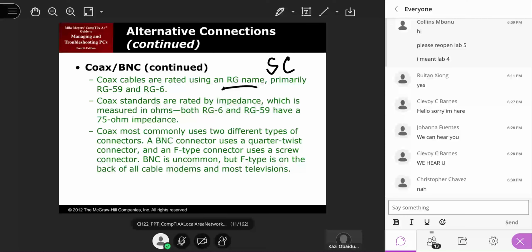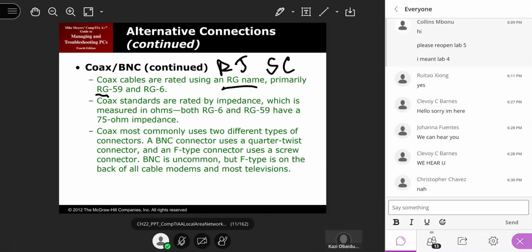If we see the RJ, this is the copper cable. When you see the RG, then this is the coaxial cable, right? So these are the different standards for different purposes.